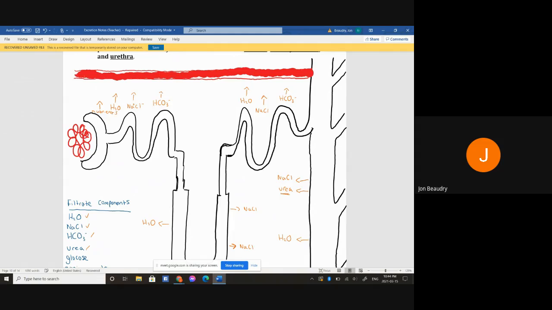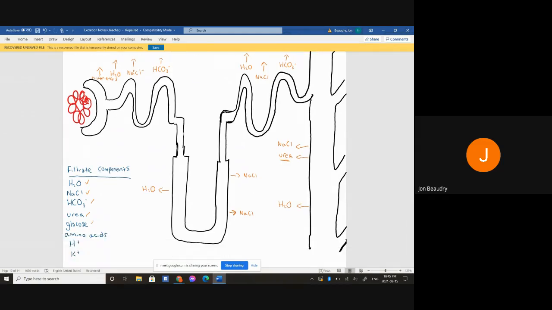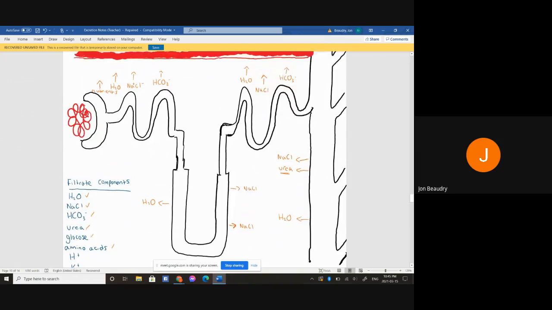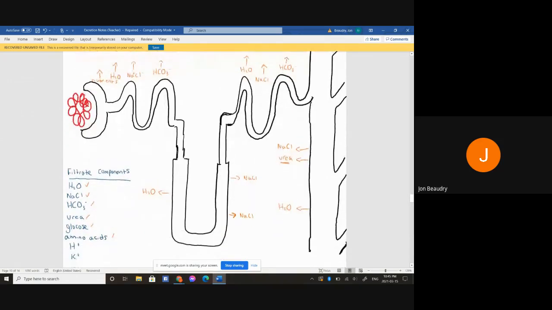Just to save a little bit of space, I'm talking about glucose and amino acids. The reabsorption of nutrients happens in my proximal convoluted tubule. So there we go. Reabsorption, reabsorption. If I take a look at all of these substances right here, I can see that water gets reabsorbed almost everywhere. Sodium chloride gets reabsorbed almost everywhere, but nutrients only get reabsorbed in my PCT.